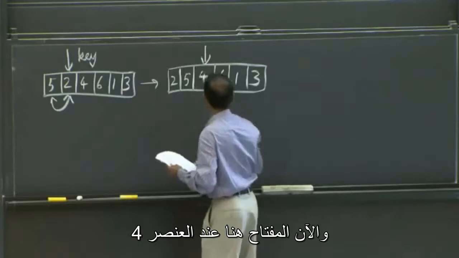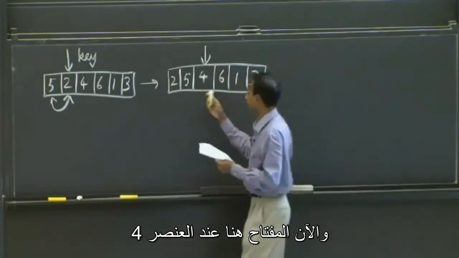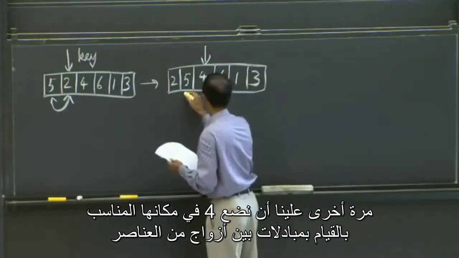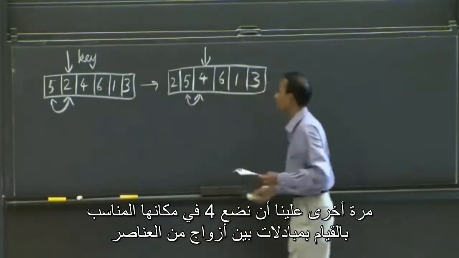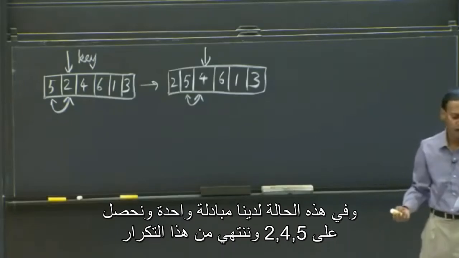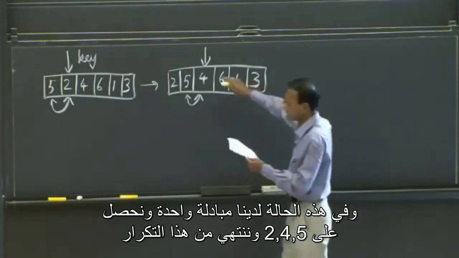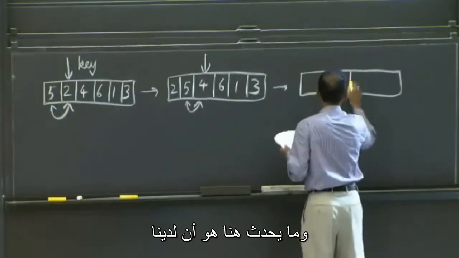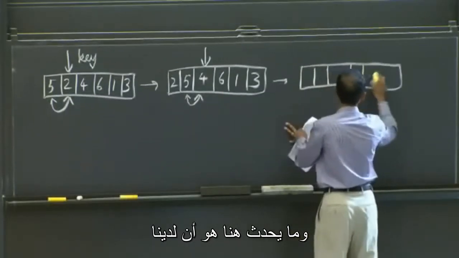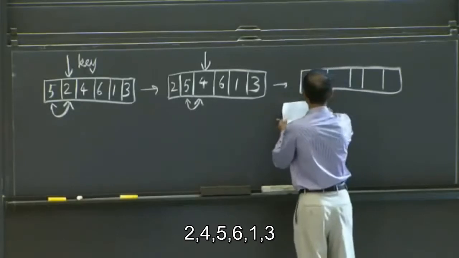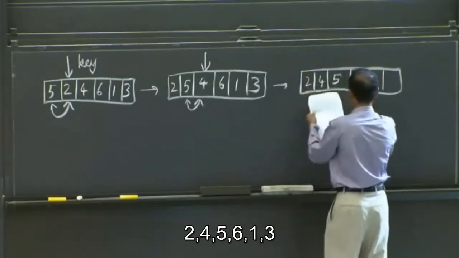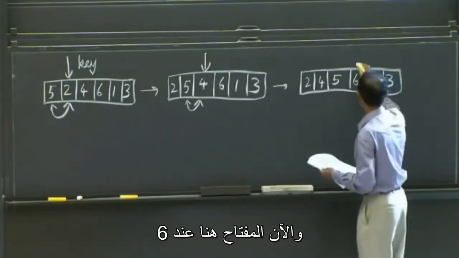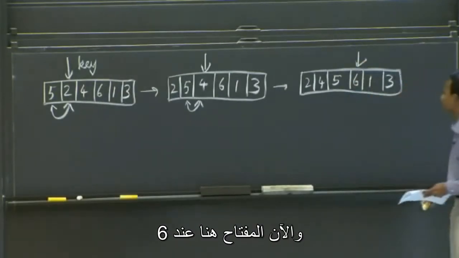Now your key is here at item 4. Again, you need to put 4 into the right spot, and so you do pairwise swaps. In this case, you have to do 1 swap, and you get 2, 4, 5, and you're done with this iteration. So what happens here is you have 2, 4, 5, 6, 1, 3, and now the key is over here at 6.